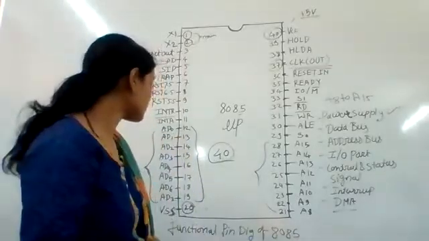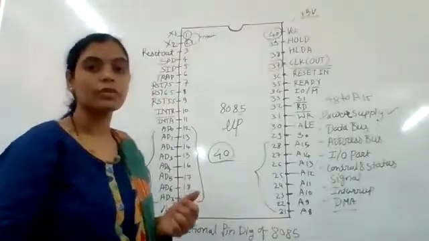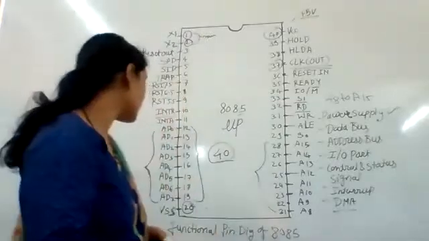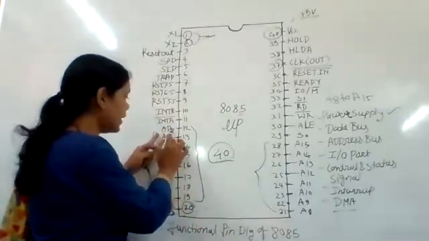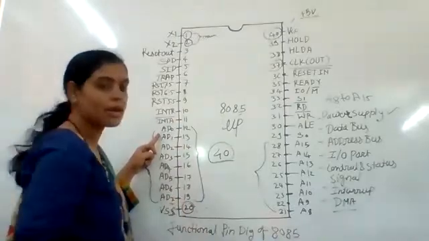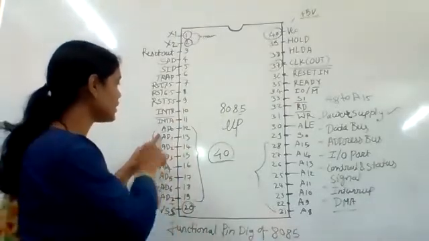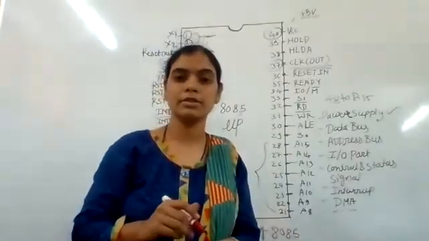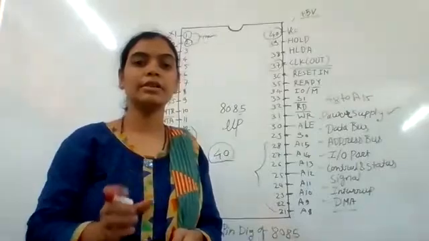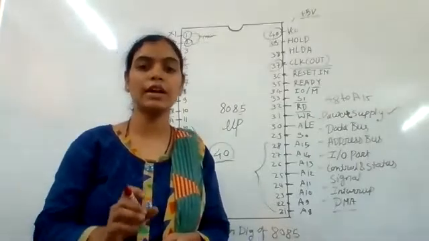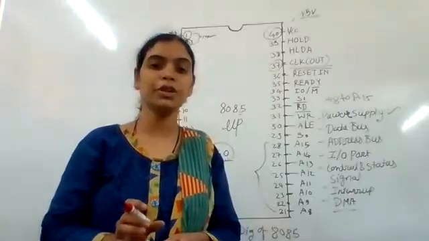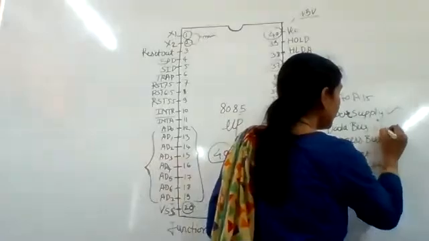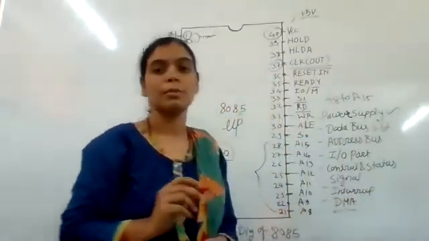Now next is the data bus multiplexed with the address bus. Here the data bus is AD0 to AD7. It contains 8 pins. The size of the data bus of the 8085 microprocessor is 8-bit.